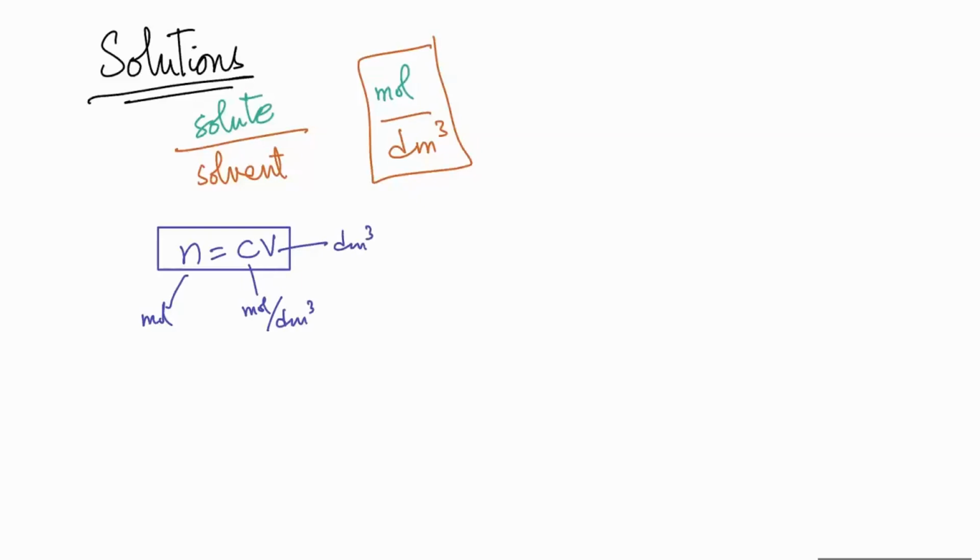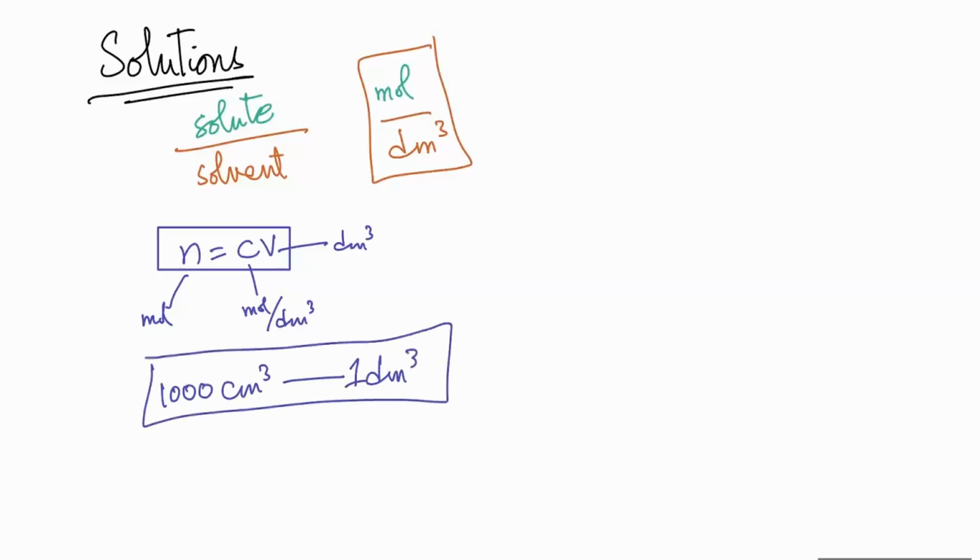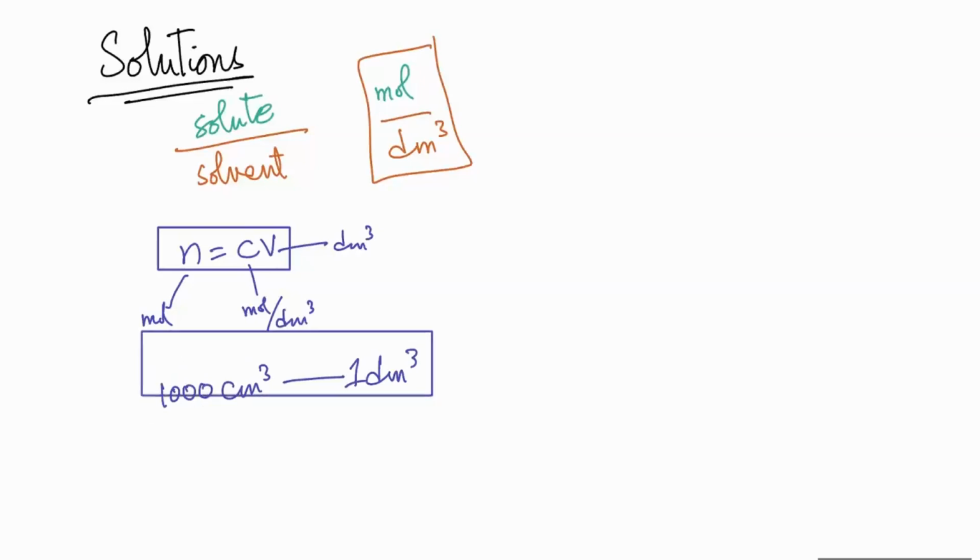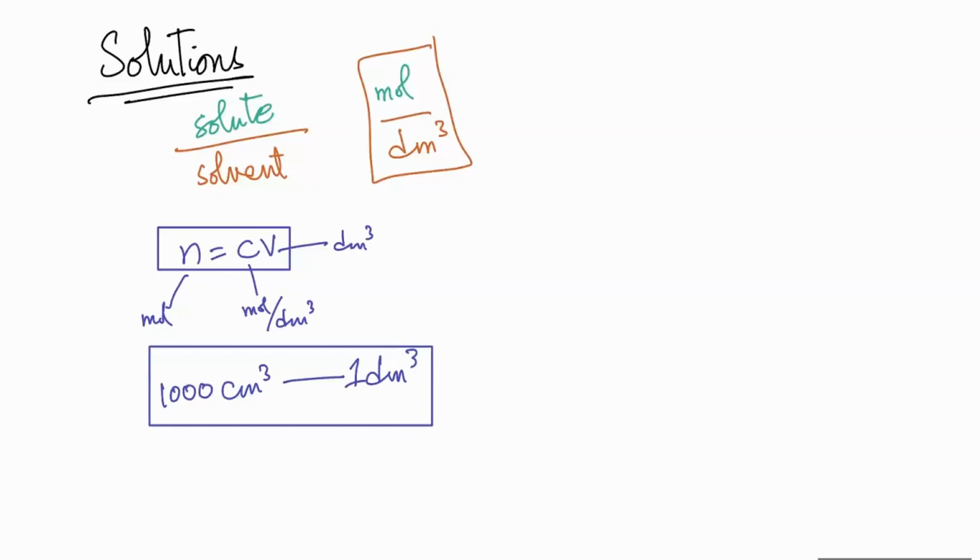अगर dm cube में नहीं है, then you can divide it by 1000 to convert it. Why? Because 1000 cm cube make 1 dm cube. तो ये दूसरा important point है about this. ये क्या हुआ? That you need to remember. Next. अगर कभी आपके पास 2 solutions आ जाएं, एक solution हो तो ये होगा, 2 solutions हो तो क्या होगा?